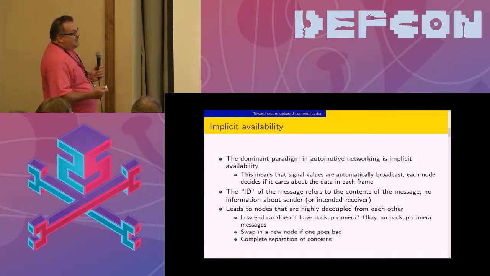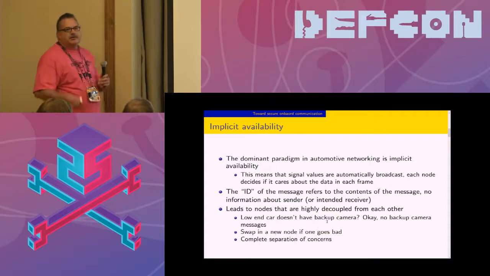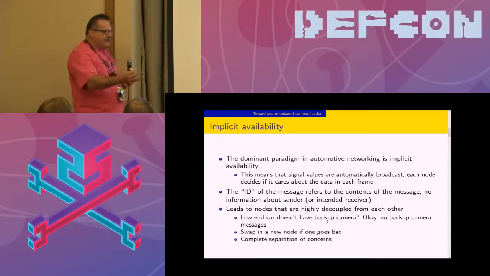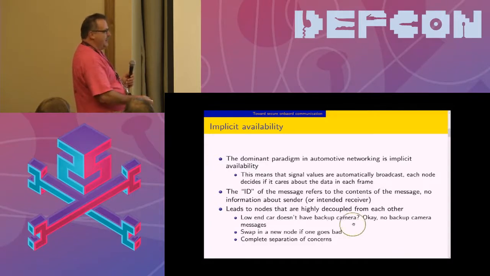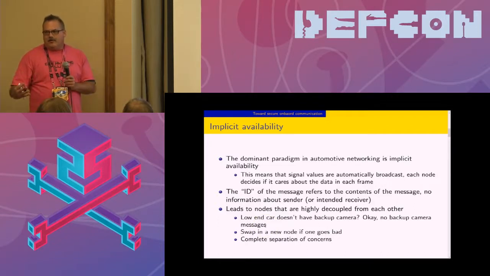Some of the things that is actually kind of nice about having this implicit availability is the fact that this essentially means these nodes, or these ECUs, they're very much decoupled from each other. Say that we need to put a new feature in a car. Well, we just add in the extra ECU, and it gives us, say, this backup camera, and then it just puts out an extra message or two, and everybody watches that message. If we don't want to, just take it away. Okay, there's no backup camera messages. That's a nice, easy plug-and-play world for all the automotive OEMs.